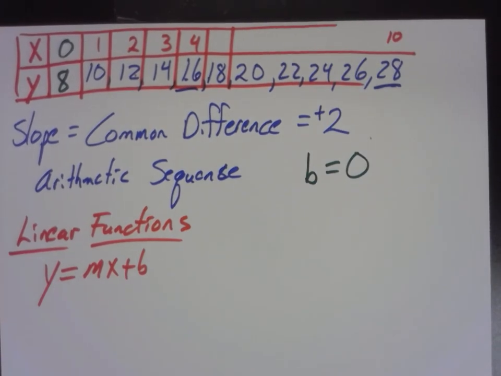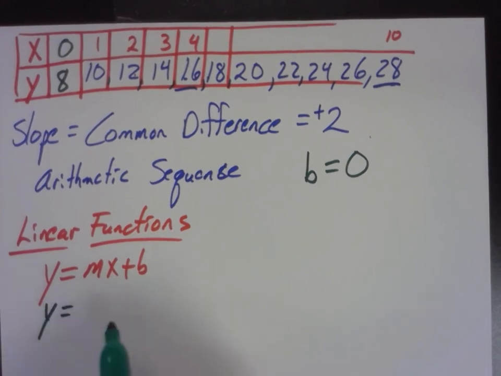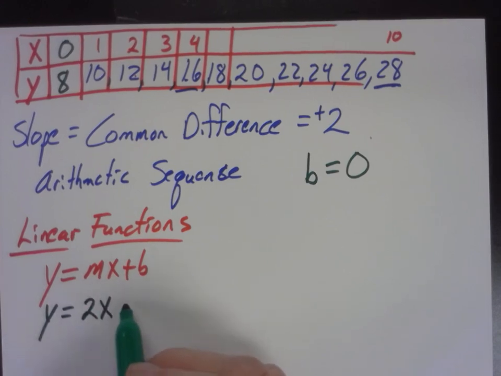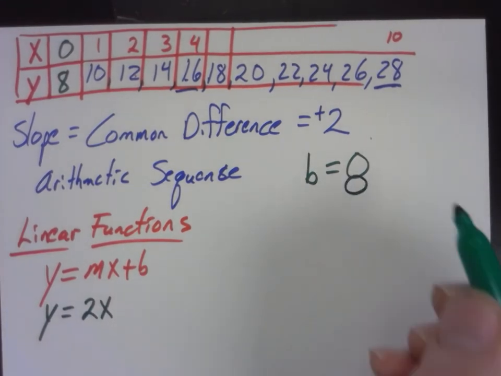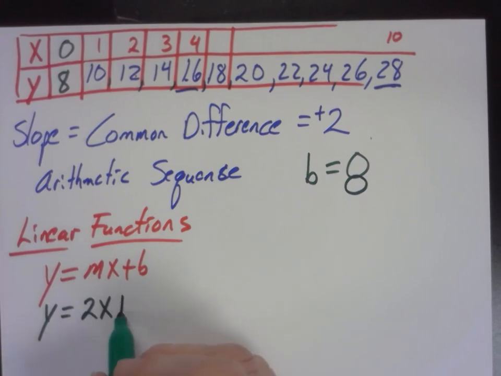And so I think we can write a function. We could write y equals... do we know the slope or the common difference? Yes, it's 2. Plus 2x. And do we know the y-intercept? Yes. Why did I put 0? There we go. Plus 8.